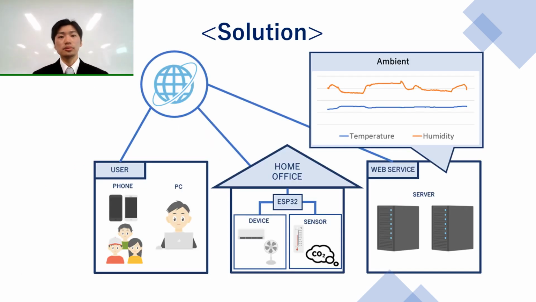Our environmental control and observation system transmits measured environmental data to Ambient. Ambient is a cloud service that can receive, store, and display measured data as a graph. The system can also control the environment externally via the internet. Users can control the air environment with clicks of a button using a terminal equipped with a web browser.